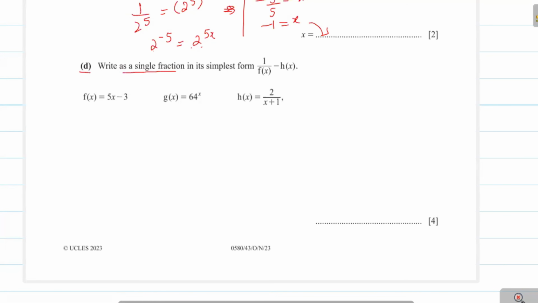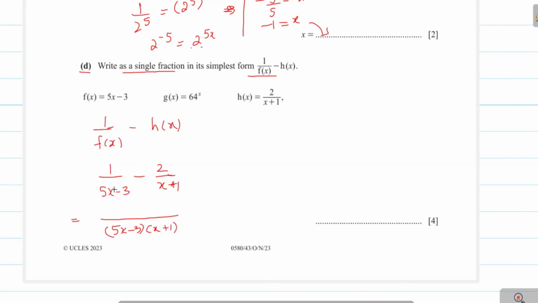Part D, write as a single fraction in simplest form 1 over f of x minus h of x. Now you see here 1 over f of x minus h of x. Now we write 1 over f of x is 5x minus 3 and h of x here is 2 over x plus 1. Now we simplify this fraction. Now we take the LCM, and the LCM is 5x minus 3 into x plus 1. And you see here the denominator of the first fraction becomes 5x minus 3 into x plus 1.